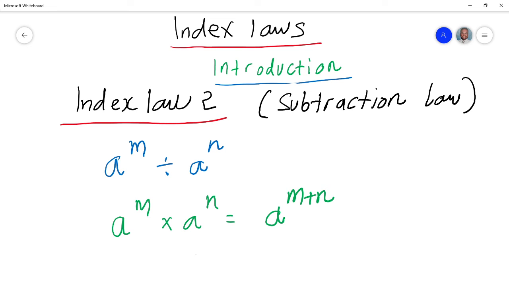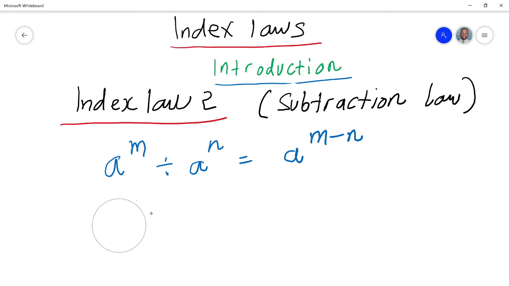In this situation, you've got a to the power m divided by a to the power n. So instead of multiplication, we've got division. What do you do? You subtract your powers. So that now becomes a to the power m minus n. That's what the second law of indices states. Provided that you've got the same base and you're dividing, all you simply need to do is subtract your powers.